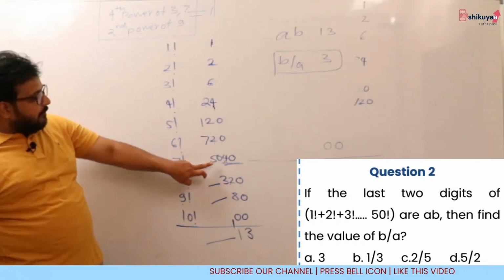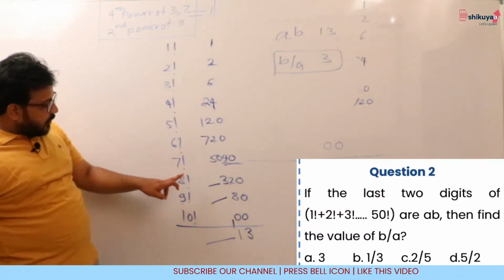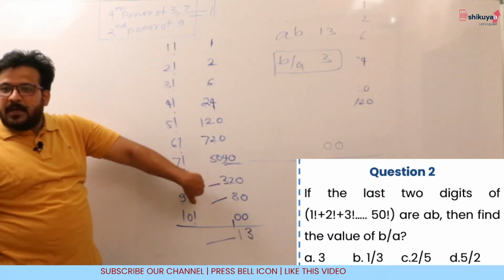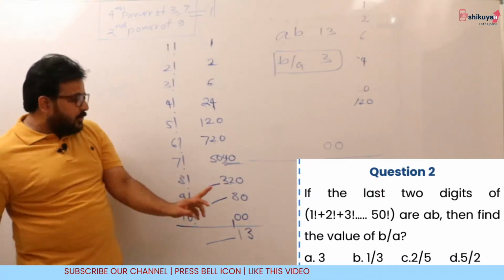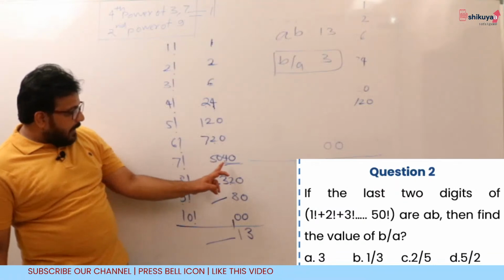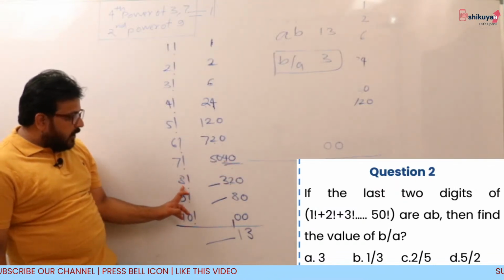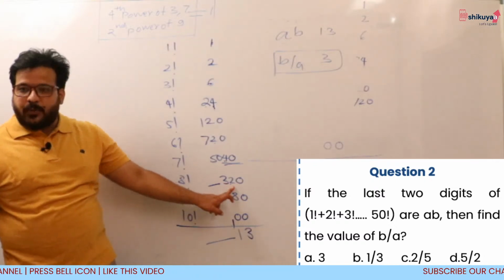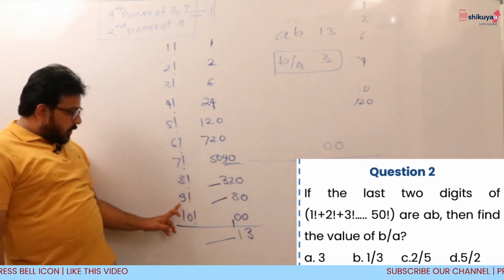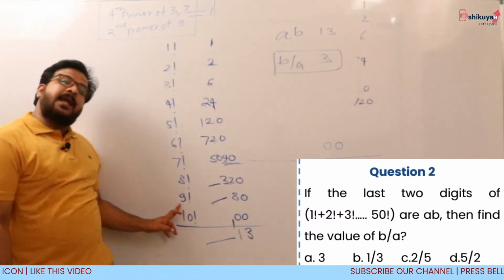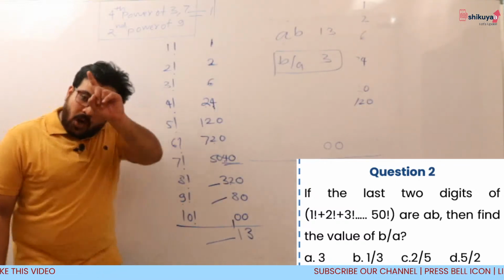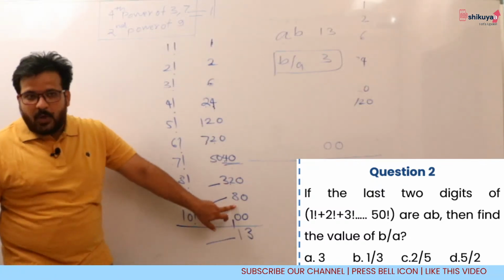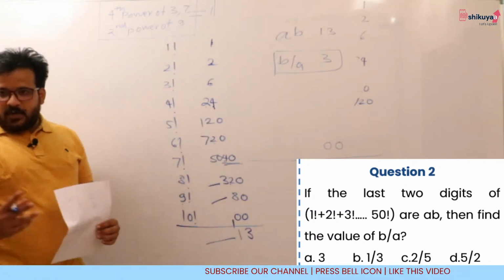720 into 7, 5040. 5040 into 8. The number may be bigger, but you just focus on the last two digits. So when I am multiplying 40 into 8, it goes to 320. We are only interested in 20. Next, 20 into 9. 9 twos are 18, 180. But I am only interested in the last two digits. So that is 80. Now add these numbers into each other, only the last two digits.